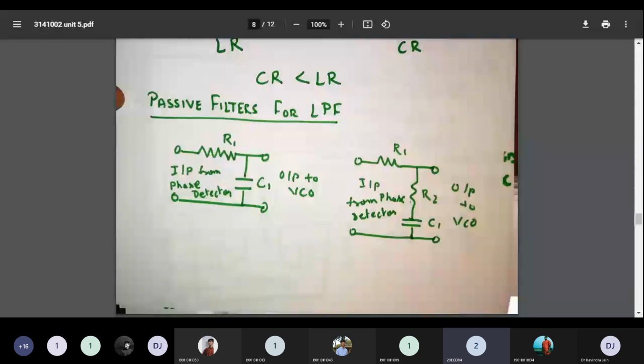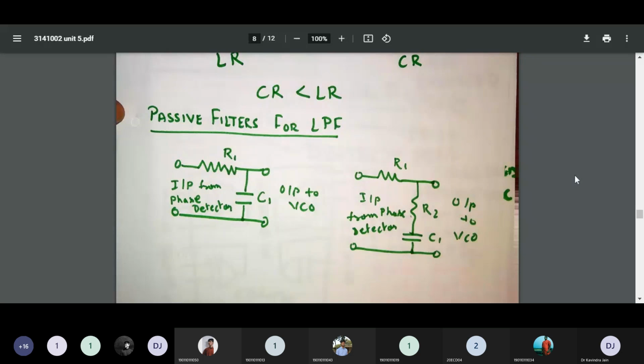Okay, you have drawn the circuit diagram. Can I move on to the next one? Yes, sir. Okay. So these were the circuit diagrams for passive filters.